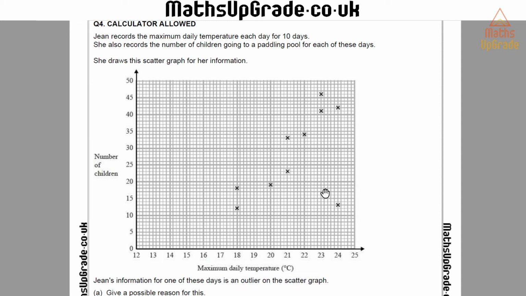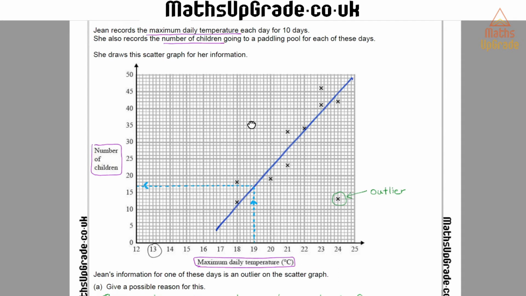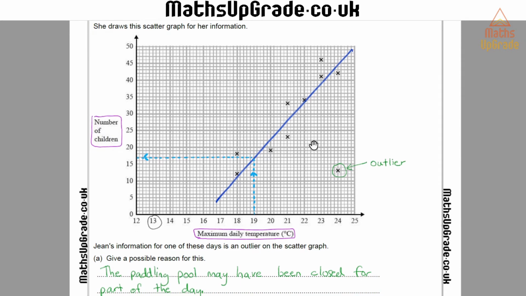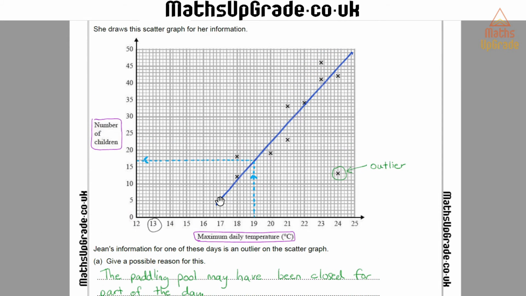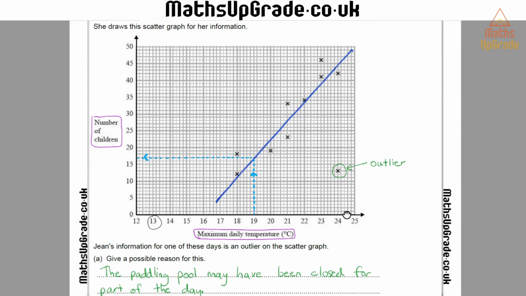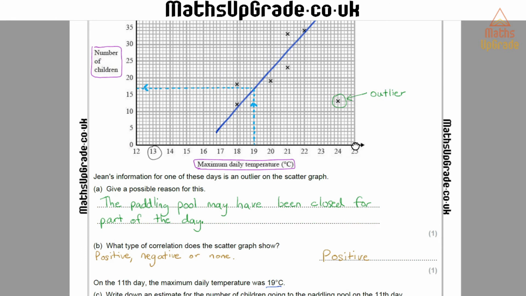Okay, so there's lots of reasons you could give. One possible reason is that the paddling pool may have been closed for part of the day. So it may have been open in the morning and it may have been closed in the afternoon. Okay, so that's part A. In part B, you're asked the type of correlation the scatter graph shows. Well, you can see it's got a positive gradient. So think back to linear graphs, it's got a positive gradient, so it's positive correlation.